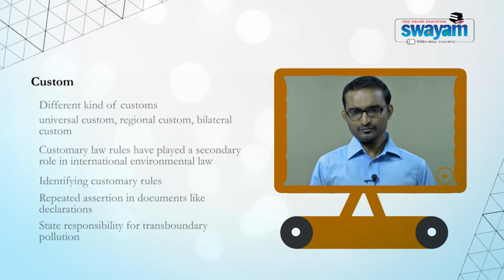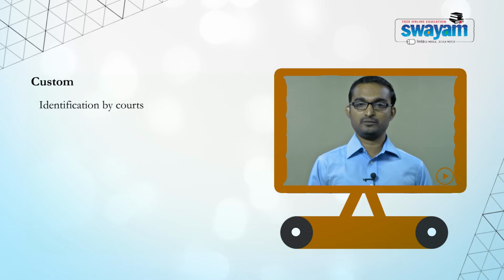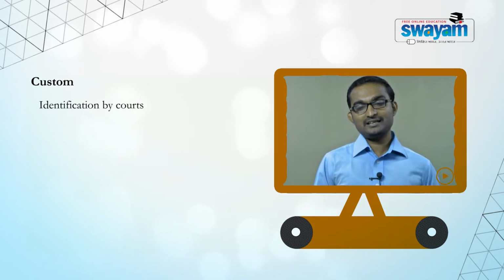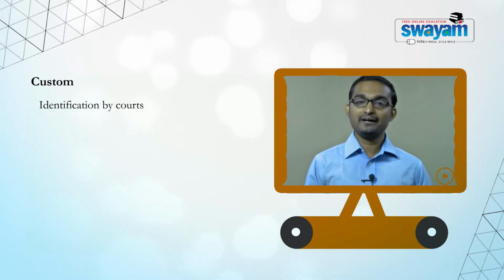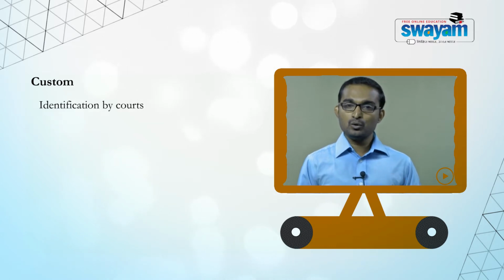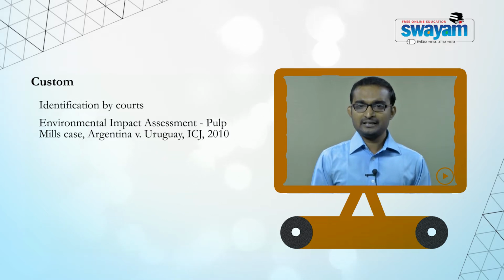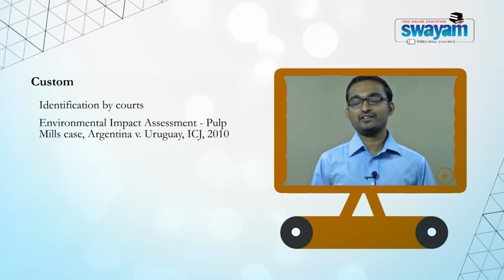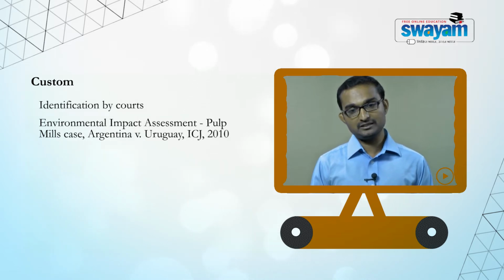Another major way to identify customary rules is to look at the cases. Various courts and tribunals at the international level have identified various customary rules. For example, the procedural rule of environmental impact assessment. The International Court of Justice identified or declared this as part of customary international law in a case called the Pulp Mills case in the year 2010.